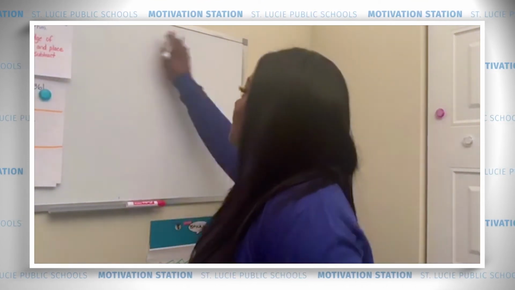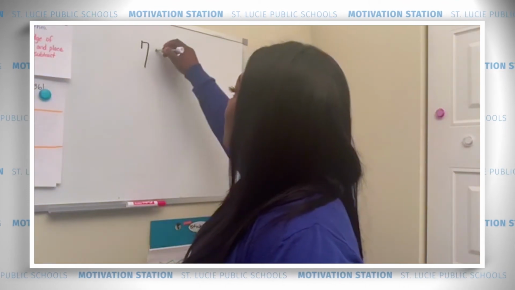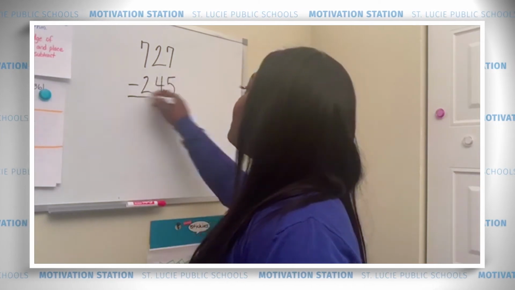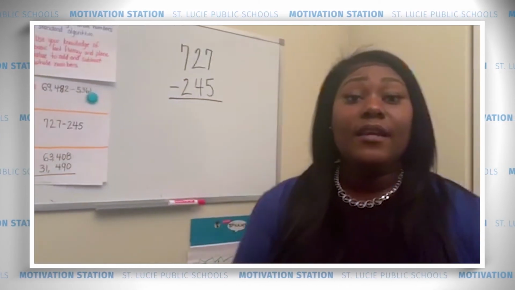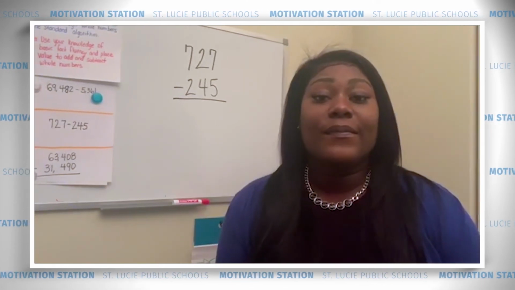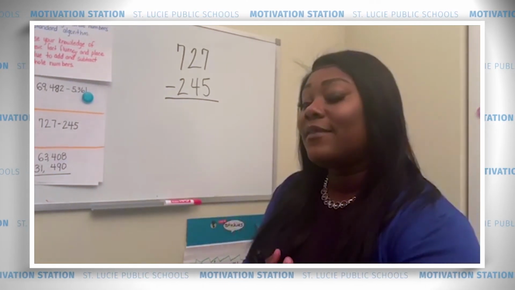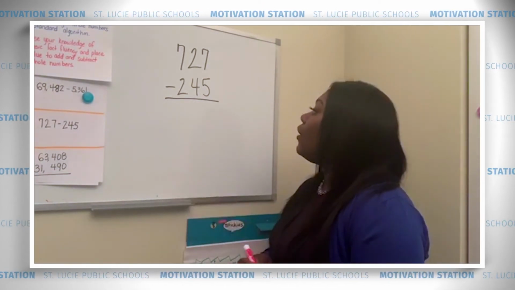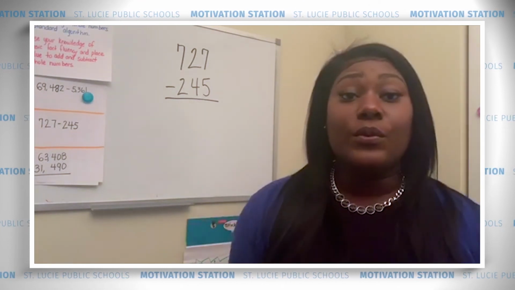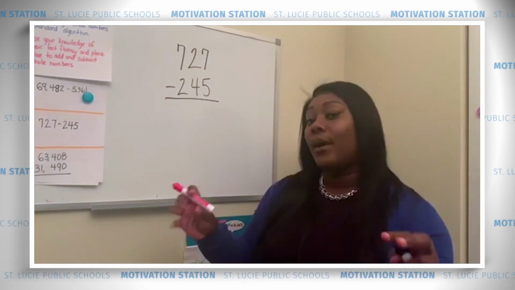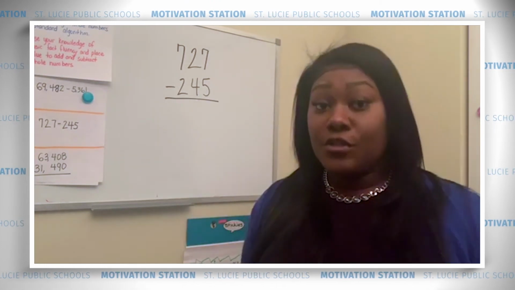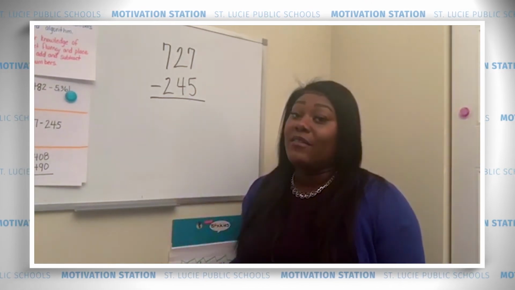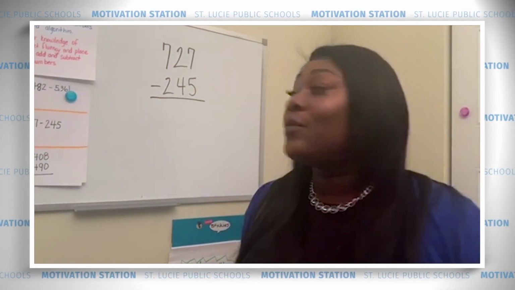Okay, let's take a look at another number. This number says 727 minus 245. Which side of the problem are we going to start working with? The right side. And which place value is that? The ones place. Thank you for paying attention. Okie doke. Now sometimes we have to regroup. Some people refer to it as borrowing, but if you borrow something, you're supposed to give it back, right? It's not for keeps. In this case, we don't give it back because we're not borrowing, we're regrouping.